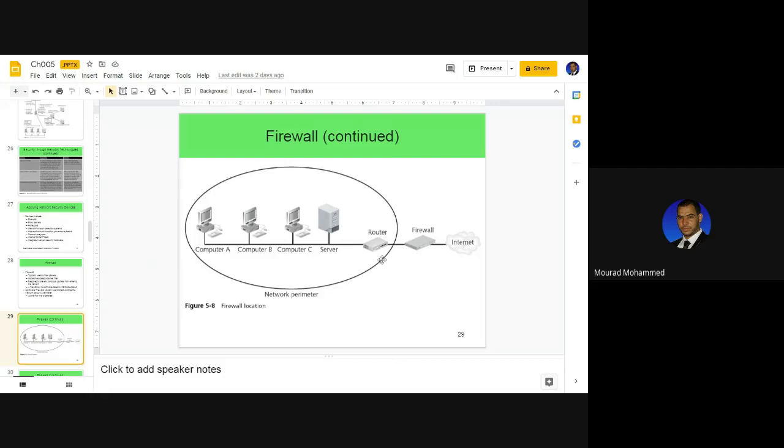What does perimeter mean? At the entry point, not at the end, not in any other place in the network. No, at the perimeter where the data goes in and out. At that location, we install the firewall.